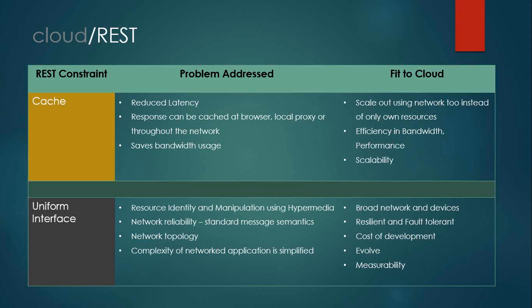Because now resources are identified uniquely and manipulated over hypermedia, uniform interfaces offer a standard mechanism to develop web applications. Because the resource identity is standard, it allows the network topology to be greatly innovated, hence makes the network reliable to a large extent because we now have a standard messaging syntax. Same way with the network topology and complexity in addressing network applications.